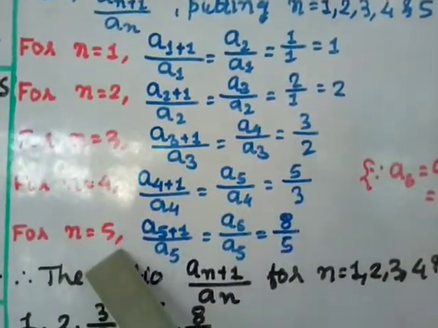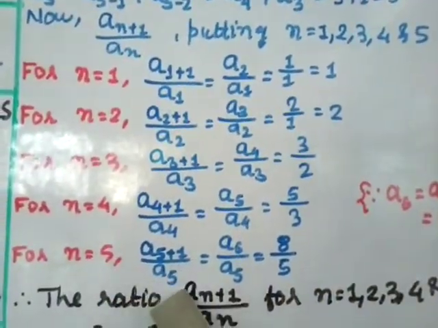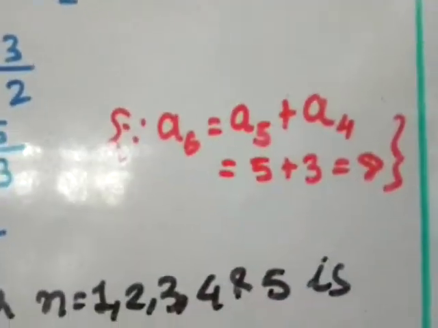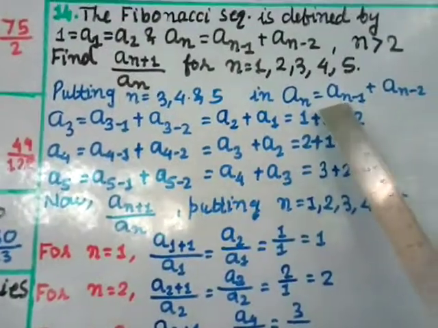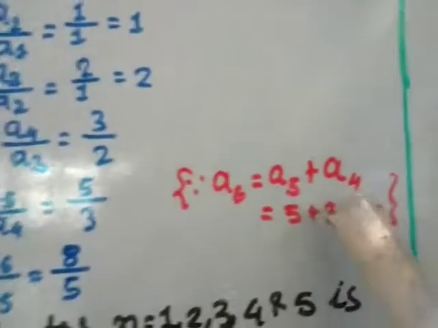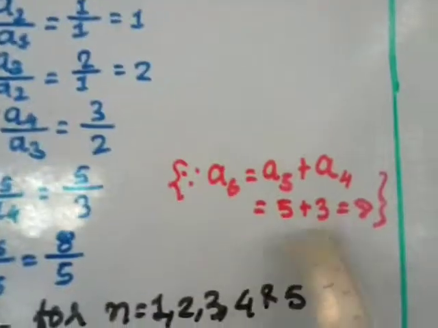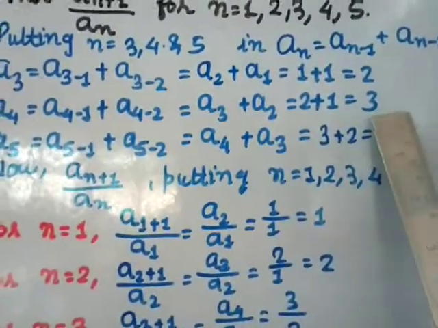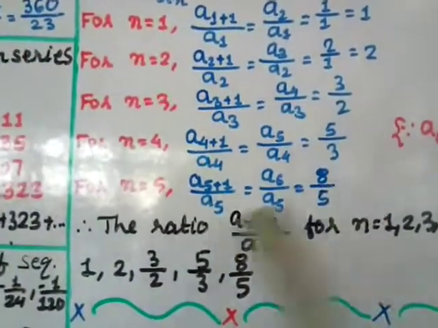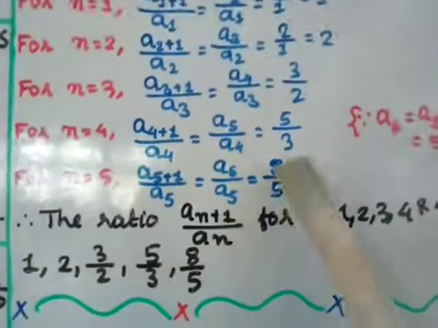Then for n equal to 5, same general term: a5 plus 1 divided by a5 equals a6 by a5. Now a6 we have not found. So I found here a6 by putting 6: 6 minus 1 is 5, so a5, and 6 minus 2 is 4, so a4, right? Now we know a5 is 5, so it is 5 plus a4. The a4 value we have found as 3. So 5 plus 3 gives you 8. So we put a6 as 8 and a5 as 5. So 8 by 5, right?